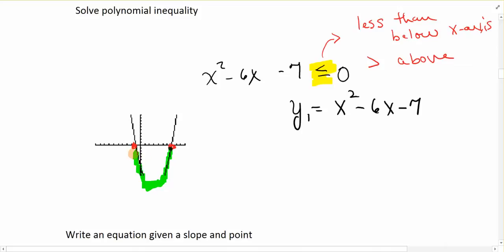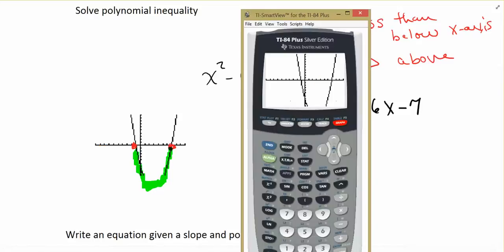I need to know what these numbers are. Let's talk about how to find those. When we want to find those numbers, those are the x-intercepts. What's this line called right here? X-axis. What's the value of y there? When you're on the x-axis, what's the y value? 0. 0. So if I went to y equals, and in y2, I put 0.